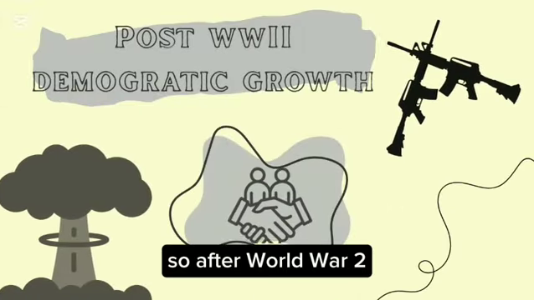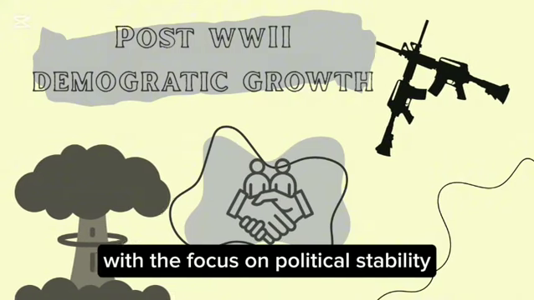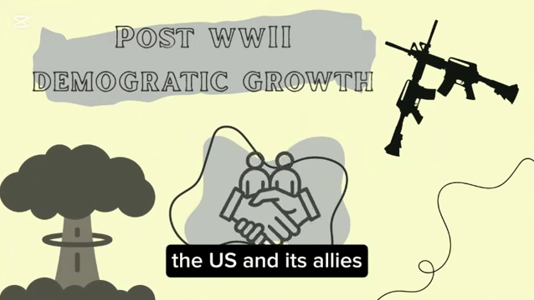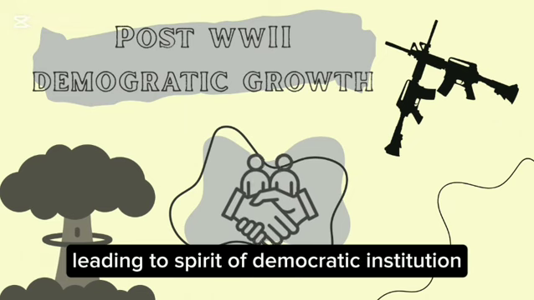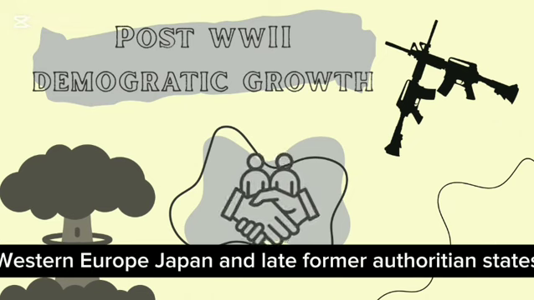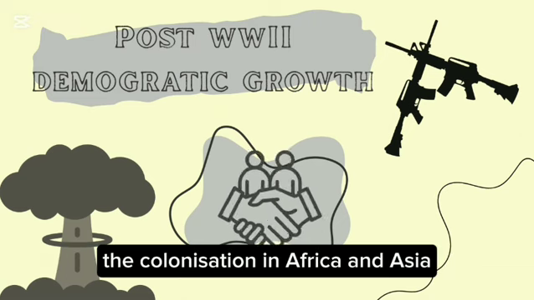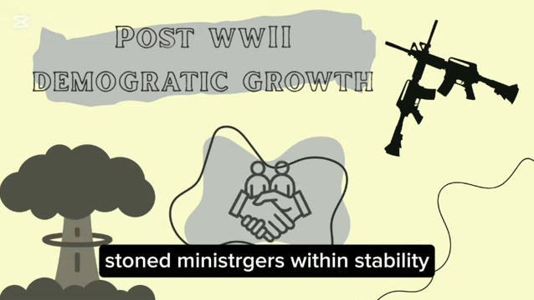After World War II, democratic growth surged as many nations rebuilt with a focus on political stability, economic development, and human rights. The US and its allies promoted democracy to counter Soviet influence, leading to the spread of democratic institutions in Western Europe, Japan, and later former authoritarian states. Decolonization in Africa and Asia brought new democracies, though many struggled with instability.